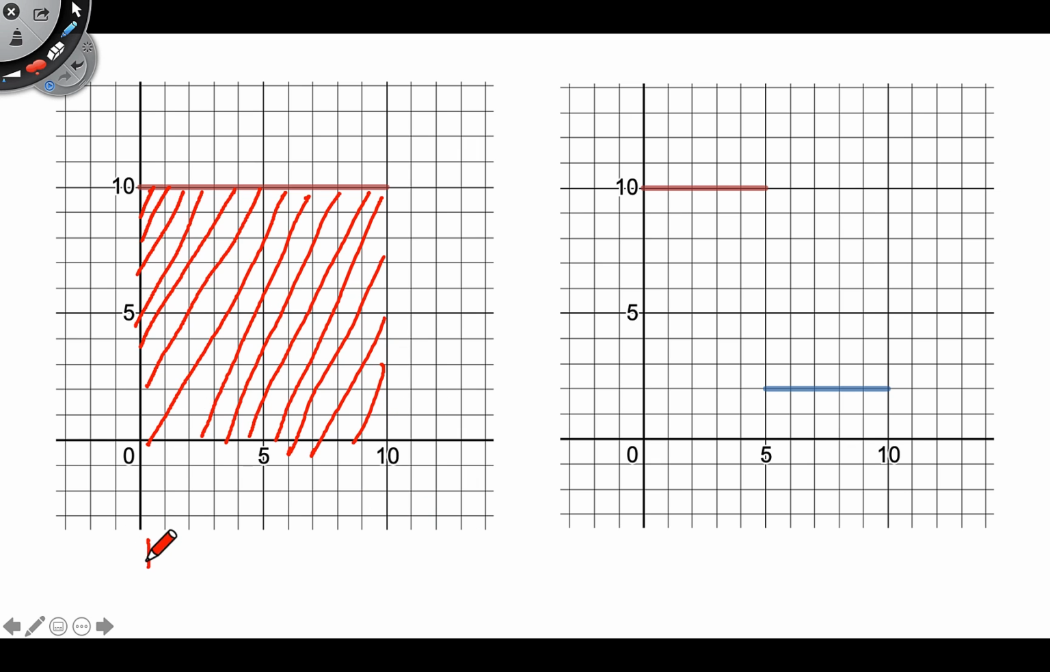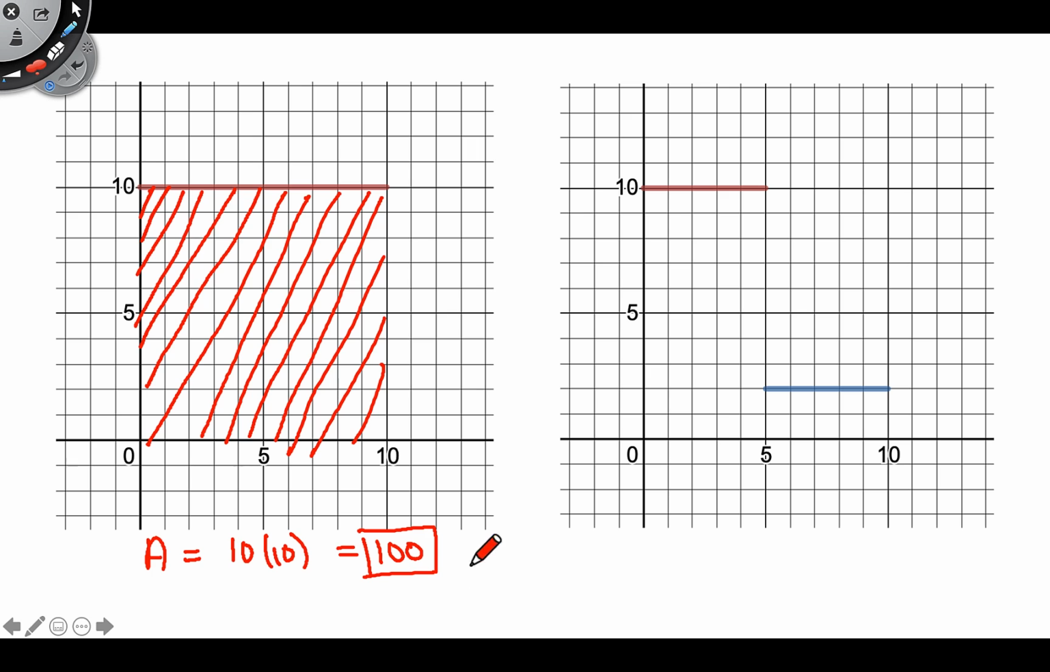So that area, well, this is just a square, right? If you can see there's a square there. It has a width of 10 and a height of 10. So our area is just going to be 10 times 10, which is 100.